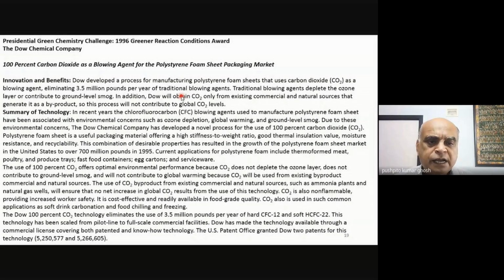Now, earlier, when they used to make styrofoam, the foaming used to be done by CFCs. CFCs, as you know, are chlorofluorocarbons. Very bad for the ozone layer, and they are being phased out. Okay, but this is what was being used to actually make the styrofoam material.